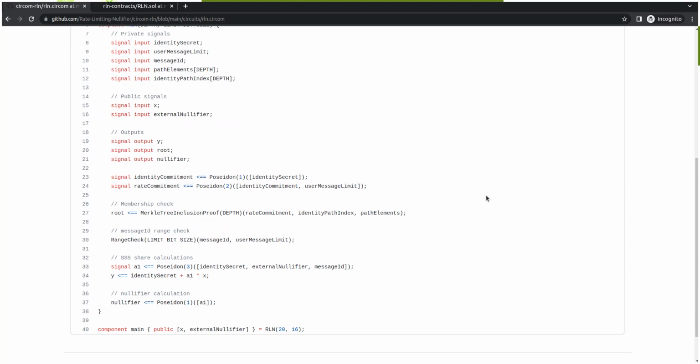And in this system, because the nullifier is a Poseidon of the A1 coefficient, and A1 depends on the message ID, there are different nullifiers for different messages. So it's not a pseudonymous system, it's a fully anonymous system, and your anonymity is only broken if you exceed the limit, but until that moment it is fully anonymous.